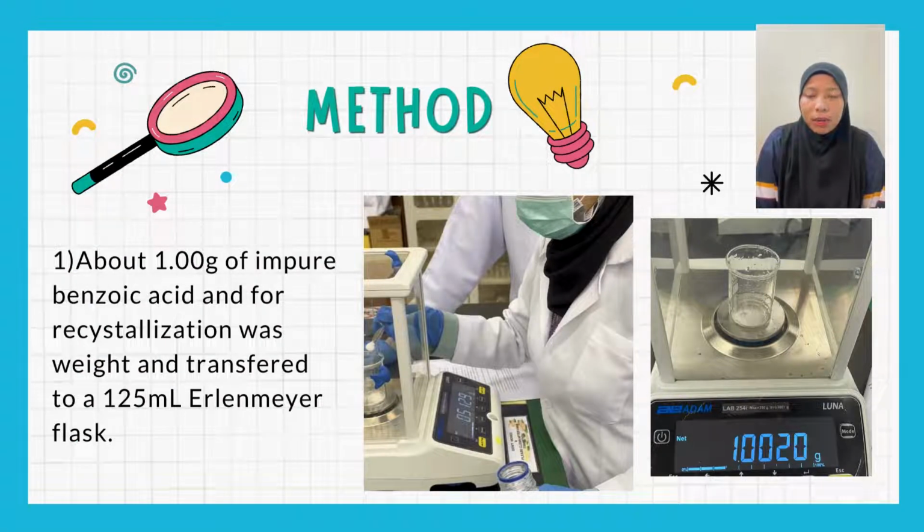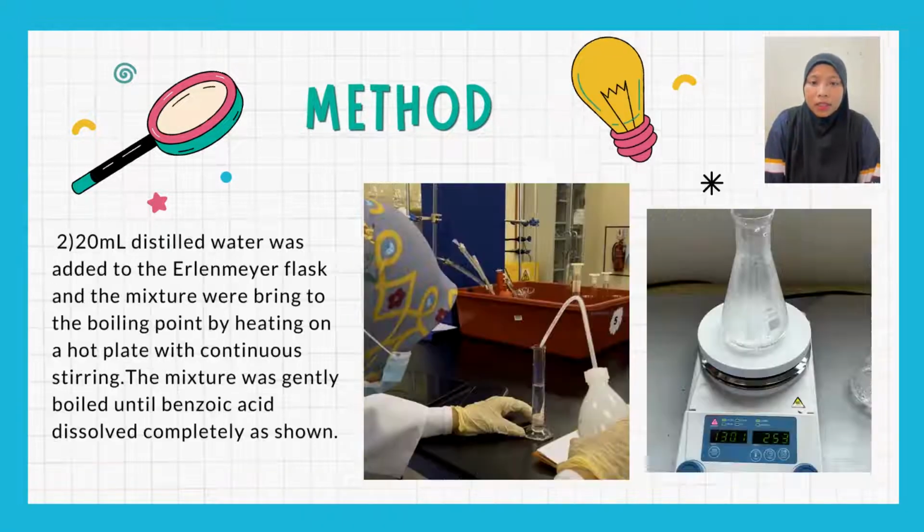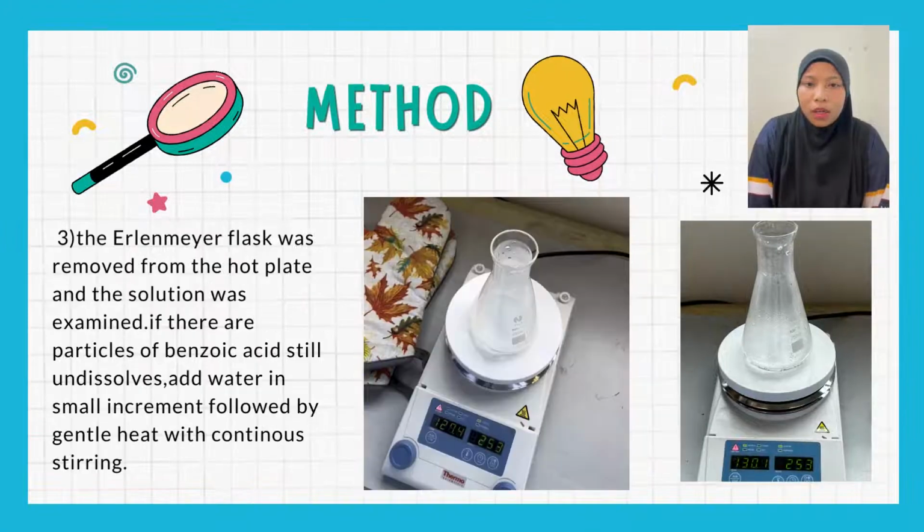About 1.00 gram of impure benzoic acid for recrystallization was weighed and transferred to a 125 ml Erlenmeyer flask. 20 ml of distilled water was added to the Erlenmeyer flask and the mixture was brought to the boiling point by heating on the hot plate with continuous stirring. The mixture was gently boiled until the benzoic acid dissolved completely, as shown. The Erlenmeyer flask was removed from the hot plate and the solution was examined for particles of benzoic acid still undissolved. Add water in small increments followed by gentle heat with continuous stirring.